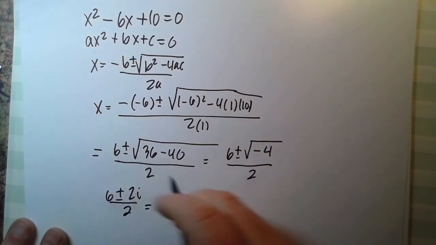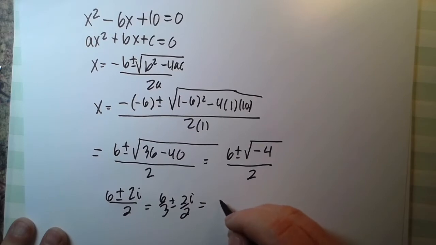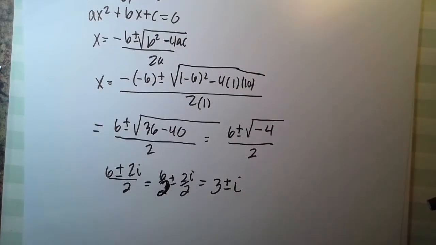2. 6 plus or minus the square root of 4 is 2, and the square root of -1 is i. Divide 2 into each one of them, so we get 6 over 2 plus or minus 2i over 2, which is 6 over 2, which is 3. Sorry, jumping ahead of myself. And then i. So we get 3 plus or minus i.